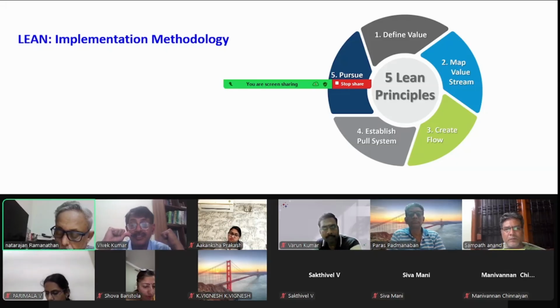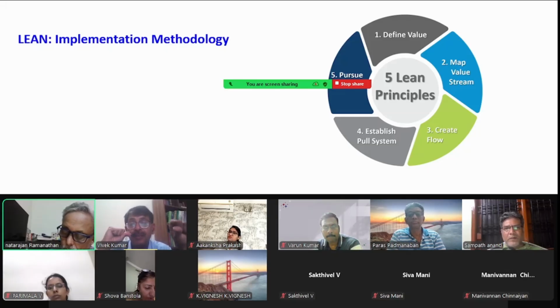No. Slightly different. We will come to identifying waste when we will be mapping the value stream.